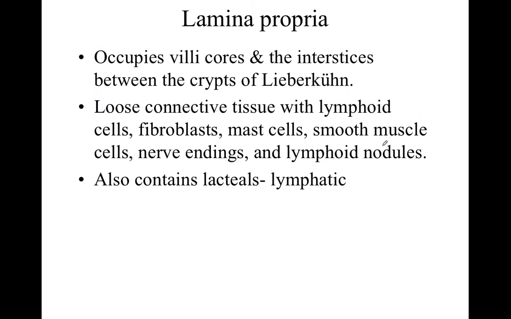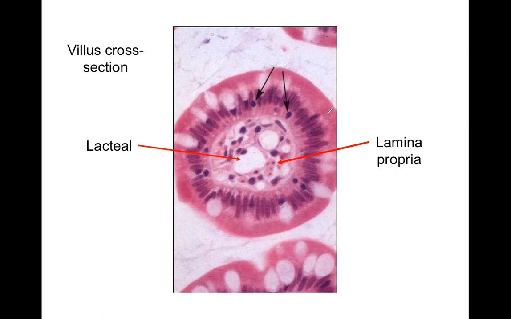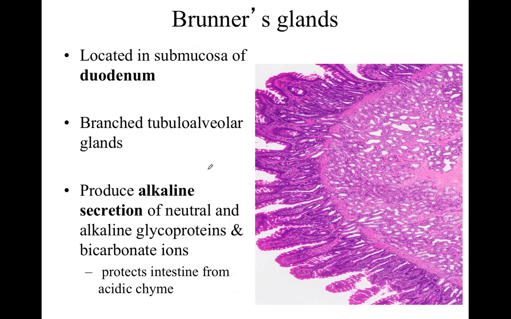The lamina propria occupies the core of the villi of the intestine and lies between the crypts of Lieberkuhn. It is usually a loose connective tissue. It contains the typical connective tissue cells: mast cells, fibroblasts, smooth muscle, and nerve endings, and very importantly it contains the lacteal, which is the lymphatic vessel. So this is the epithelium, and the layer just below it is the lamina propria, which is the loose connective tissue.